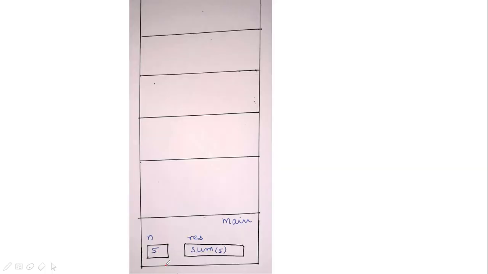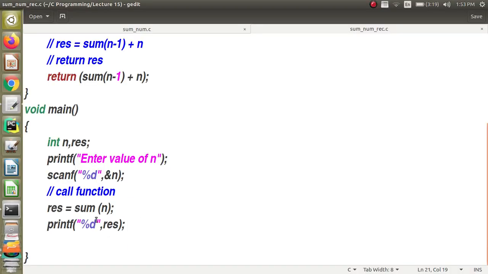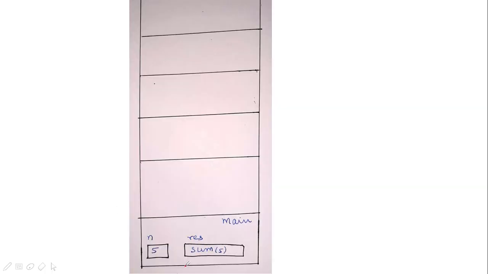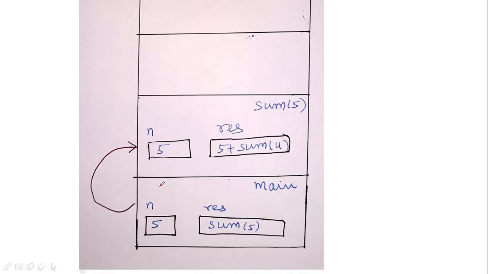So, 5 is returned here, and for res, what we do is we say sum of n. So that is sum of 5. This is how it will look, and now it is a function call. Whenever there is a function call, your call stack will start growing, and one more activation record will come into the call stack. You can see that your call stack will be looking like this now. This is the first call for sum with value of n as 5.